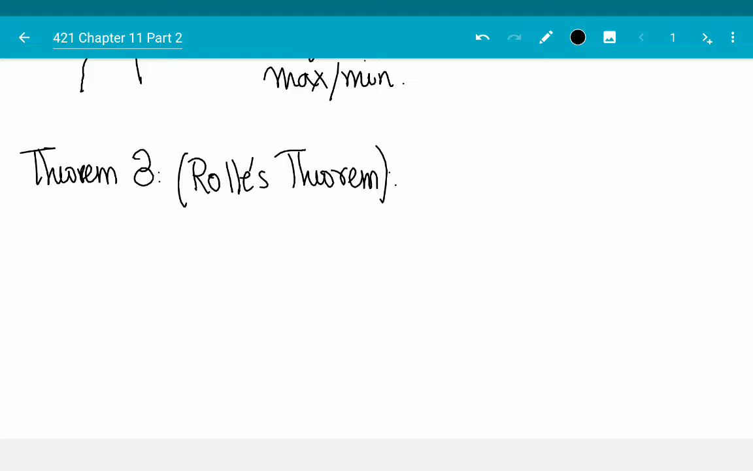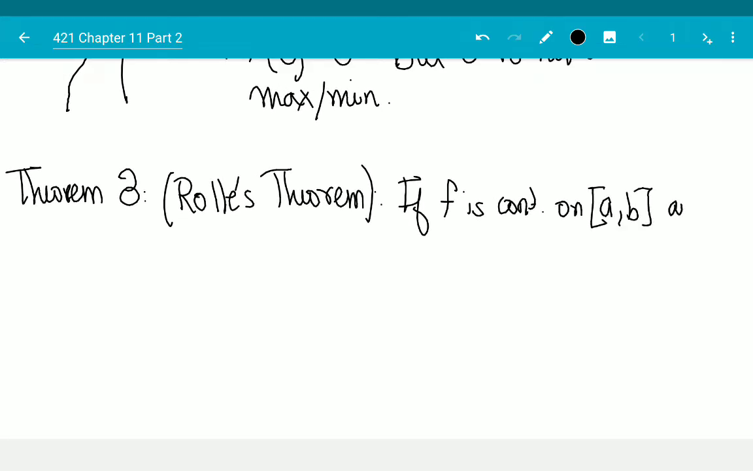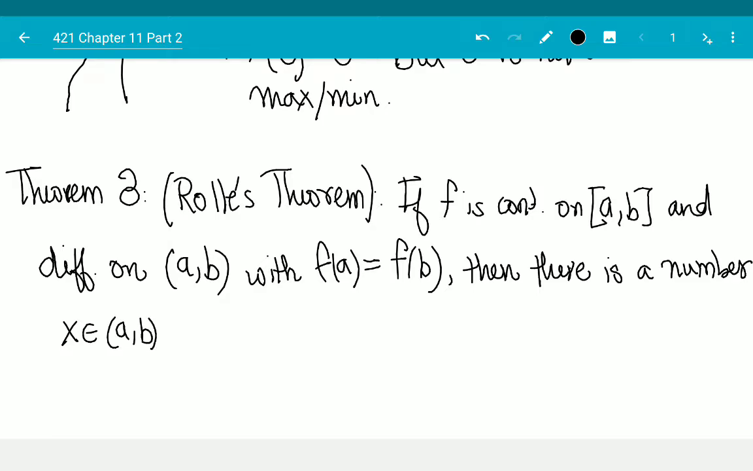Okay, here's the statement of Rolle's theorem. If f is continuous on [a, b] and differentiable on at least the open interval (a, b), with f of a equal to f of b, then there exists a number x in (a, b) such that f prime of x is equal to 0, right?